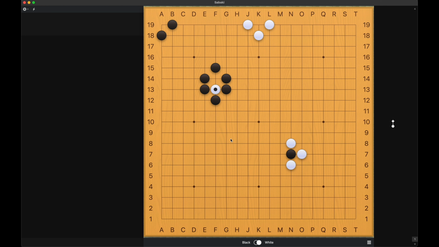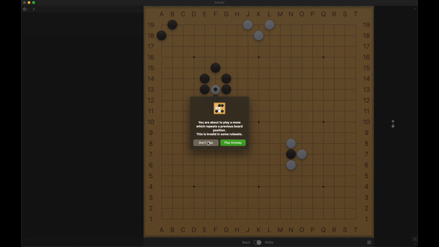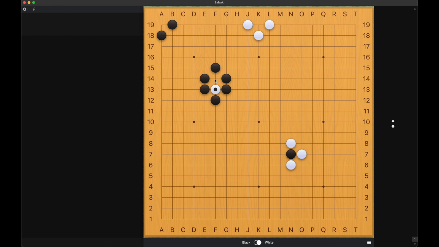However, if white attempts to occupy both points, then that will be illegal. The second move will be illegal, because once played, these two stones will have no liberties left. But if you only play one, then there will be one remaining.